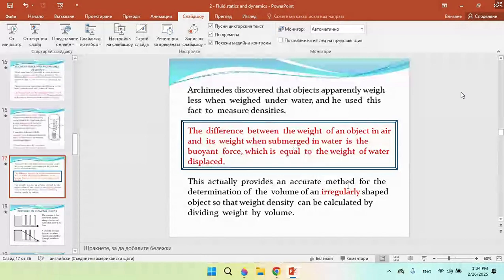So in this rectangle, there is the explanation of the formula: W in air minus W in water is Archimedes force. And as I told you, the main application of this is to find the density of an irregularly shaped object. They are related by, as you know, the definition of density: mass per volume.